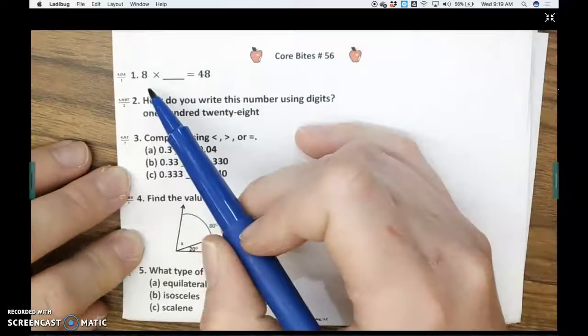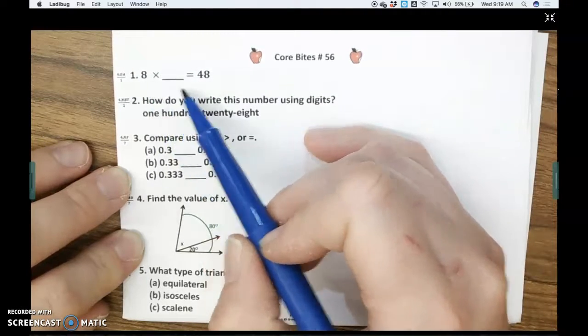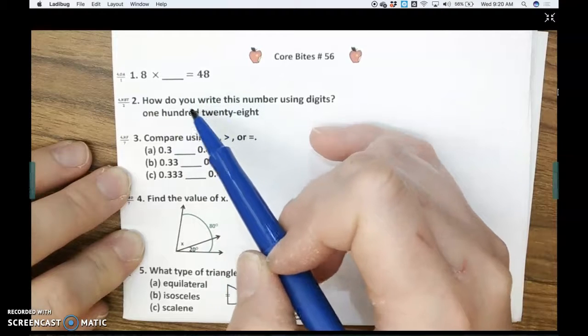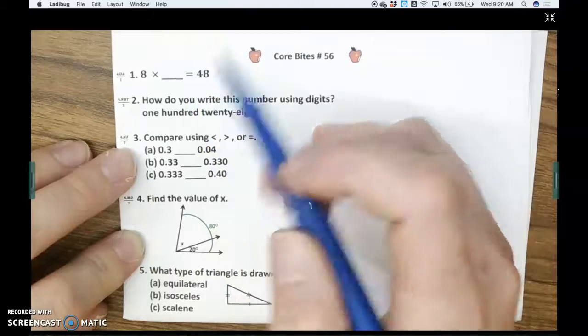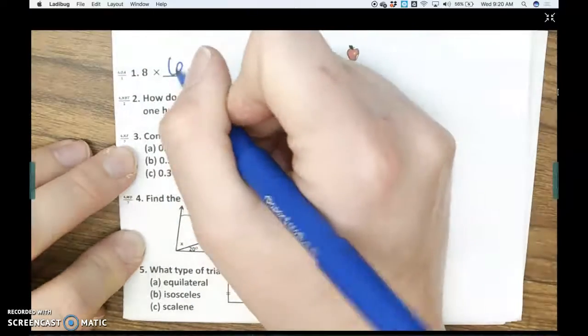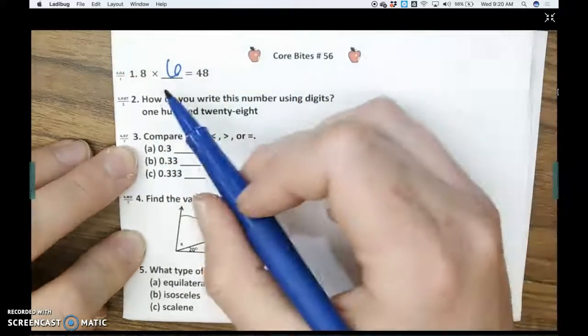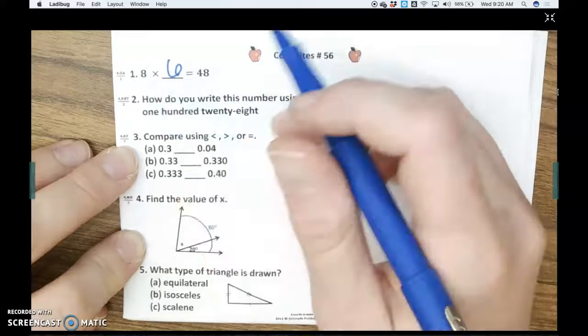So the first one, we're working on our multiplication facts. So 8 times something gives us 48. So you could either think 8 times something or something times 8, and your answer is going to be 6. And remember, it's commutative, so you could say 8 times 6 is 48, 6 times 8 is 48.